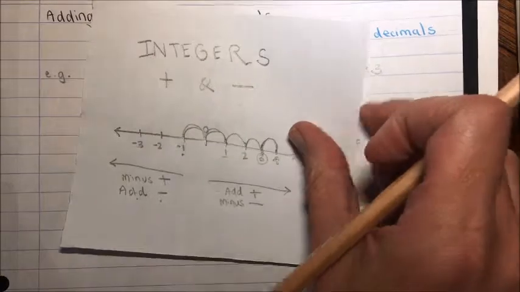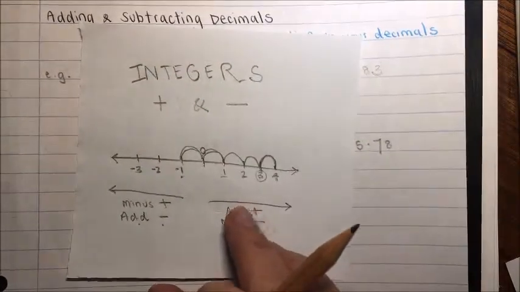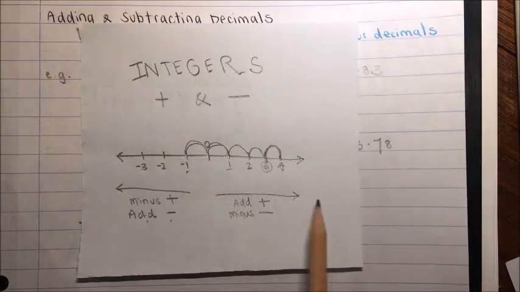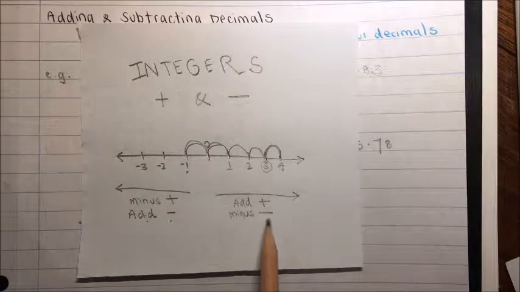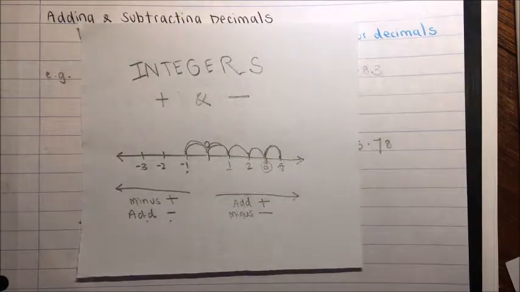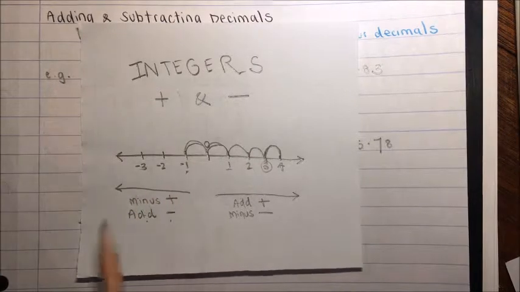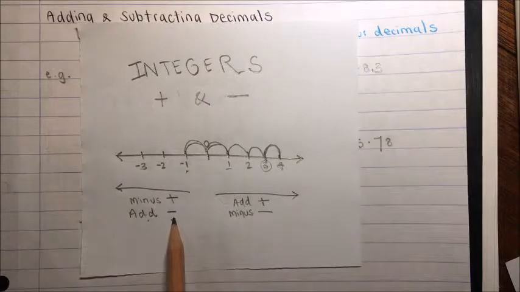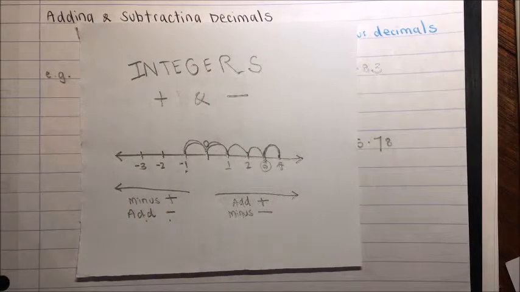Quick reminder, integer rules still apply when you're adding and subtracting decimals. So when you add a positive, we're moving to the right. Minus a negative, we're decreasing a debt, so we're also moving to the right. When you minus a positive, you're moving to the left. When you're adding a negative, you're increasing your debt, so you're moving to the left. So integer rules still apply when you're adding and subtracting decimals.